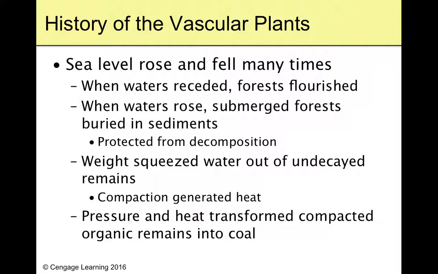And so the fossil record indicates to us that our sea level has risen and fallen quite a few times. And so when the waters would recede back, our forests would do very well. And then when our waters would rise back up, we would bury a lot of the forest in sediment, and it decomposes very slowly if it's buried by the ocean water and sediment. And as you get a lot of pressure on that dead plant material, it'll squeeze that water out of the remains and generate just a little bit of heat. And as it generates that heat, and bacteria can't really decompose it, you get the good pressure and heat combination. You can actually turn these plants into coal.